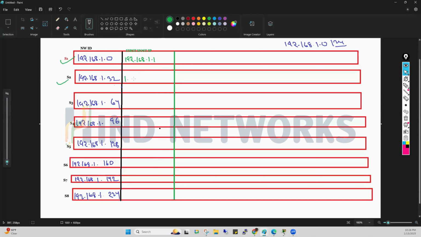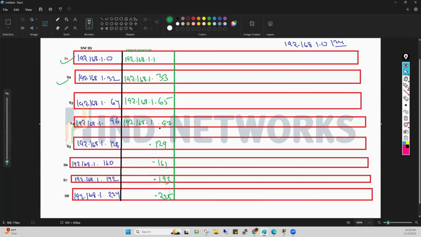From this network, 192.168.1. After 32, that will be 33. And here, 192.168.1. After 64, 65. 192.168.1. After 96, 97. And here 129. Here 161. Here 193. Yes or no? Everyone. And here, 225. So that is the first valid IP address. I hope you guys understand.